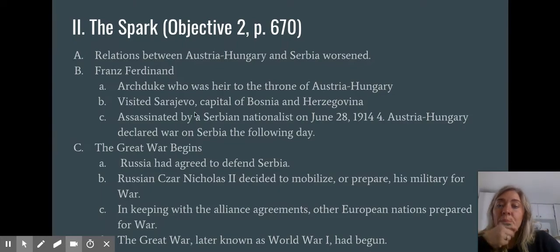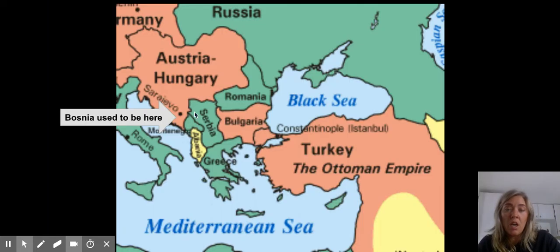Okay. So Franz Ferdinand is going to be the crown prince of Austria-Hungary. A crown prince means that if the king dies, he would become king. So he was the heir to the throne if anything ever happened to the king. So he goes on a visit to Sarajevo, which is the capital of Bosnia and Herzegovina. Once again, here's Sarajevo, used to be part of Bosnia, the country that was taken over by Austria-Hungary. And it's normal. He's just visiting part of his empire.